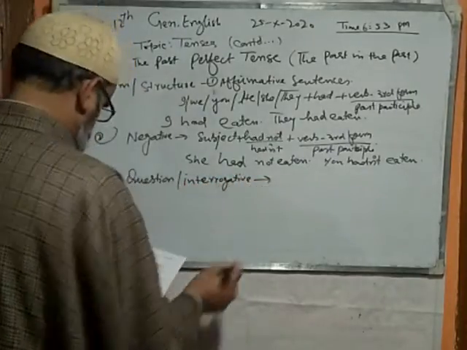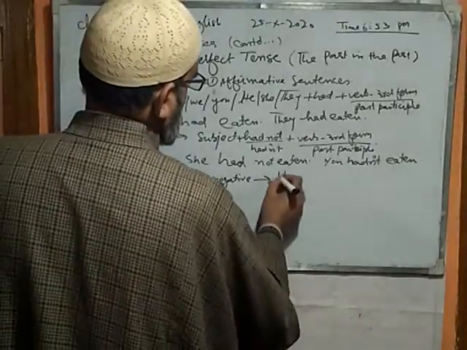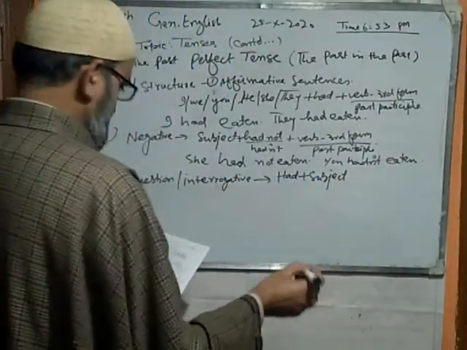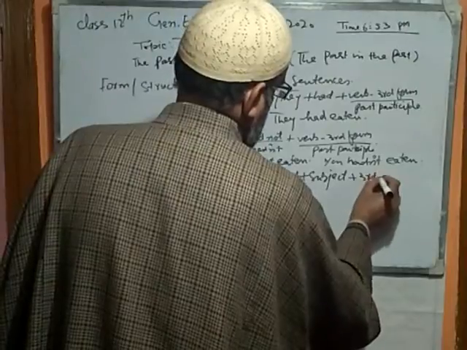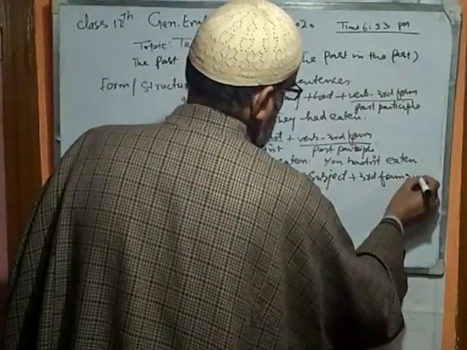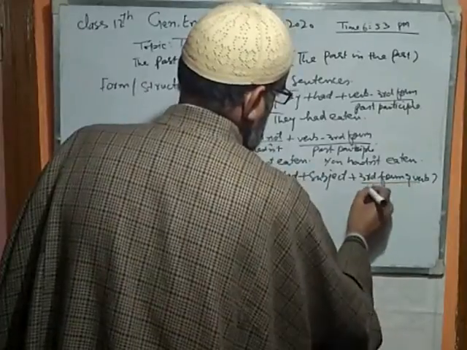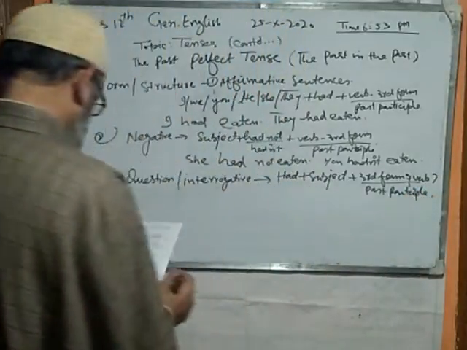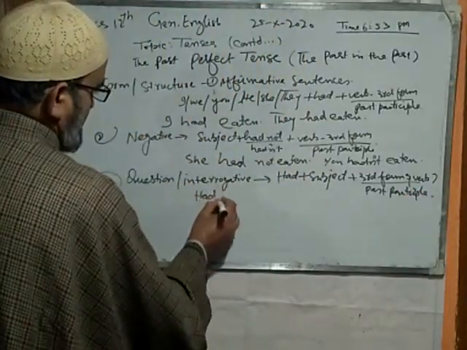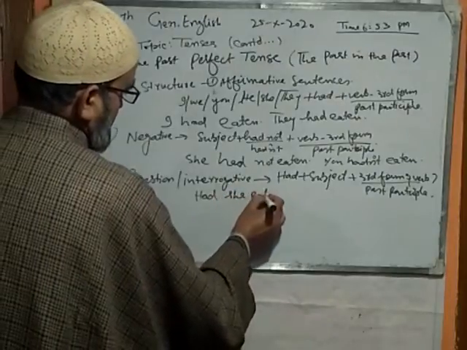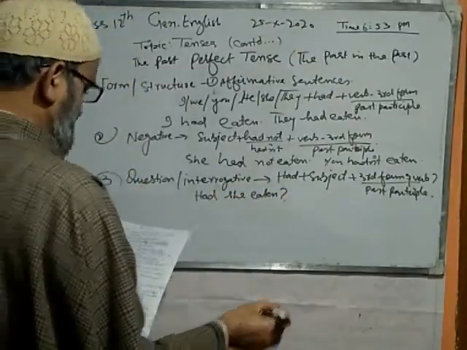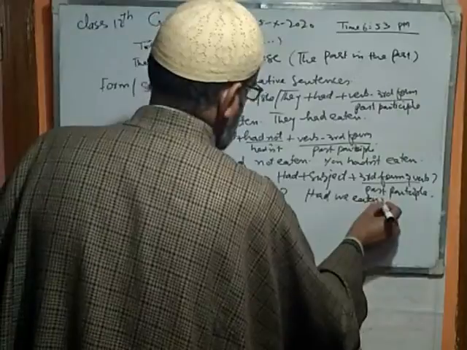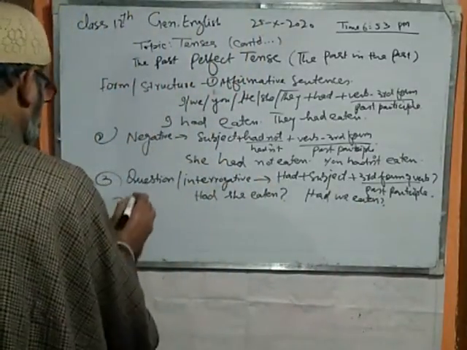Interrogative sentences. The structure is had first, then subject, plus third form of verb or past participle. Yes, dear students. For example, had she eaten? Question mark. Had we eaten? Question mark. Then number 4.